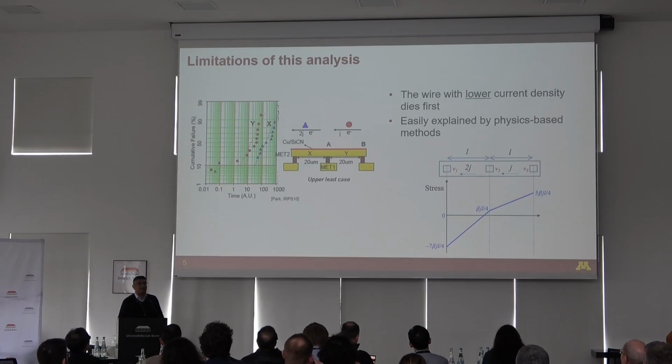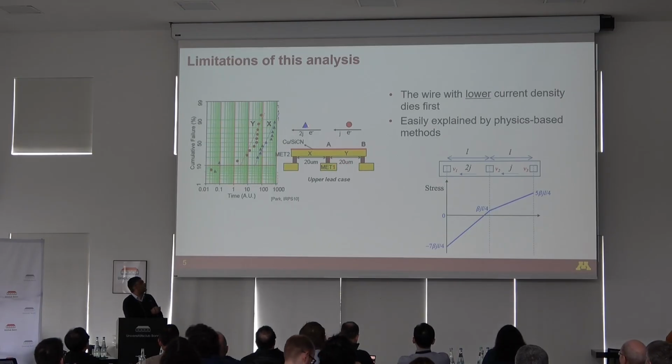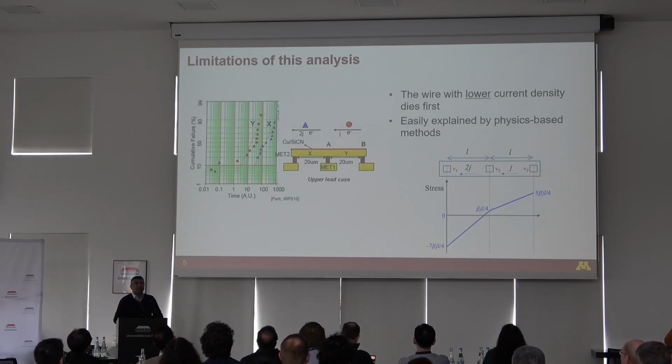This was some work from TI about 15 years ago, which shows that if you have two wires of this sort, and this has a current density of J, and this has a current density of 2J, and this is directly downstream of this, this is supposed to fail sooner because it has the higher current density. But what actually happens is that this one fails sooner, which is this one over here. The time to failure actually is quicker for this one.